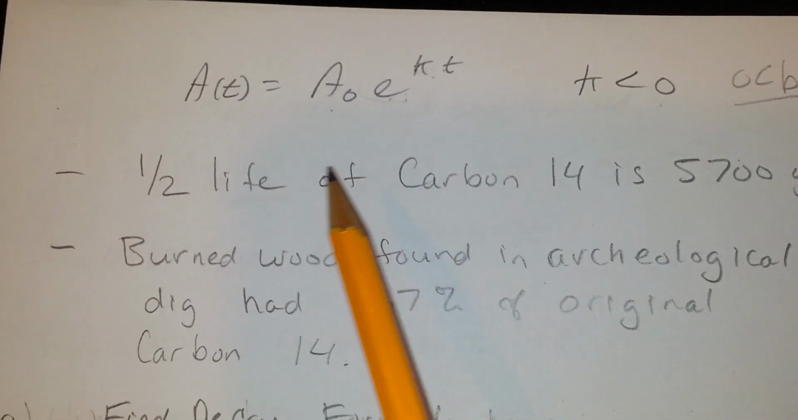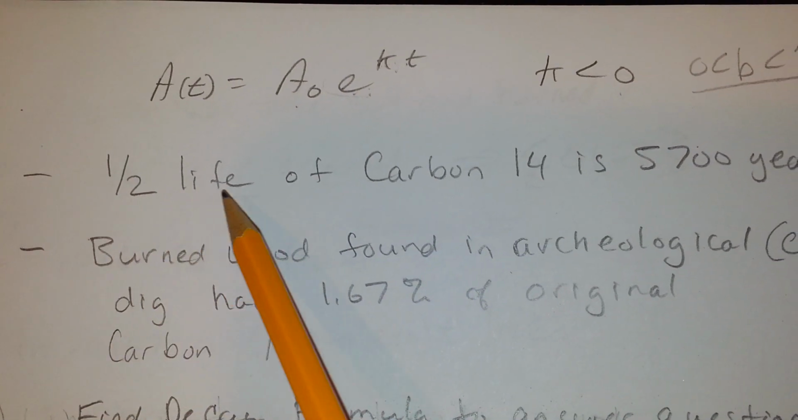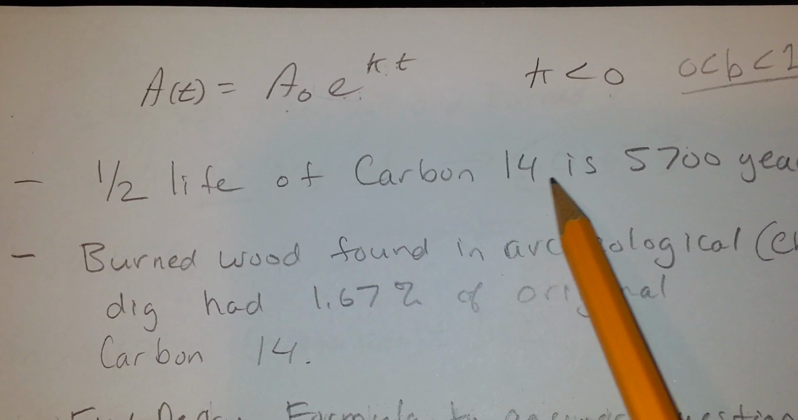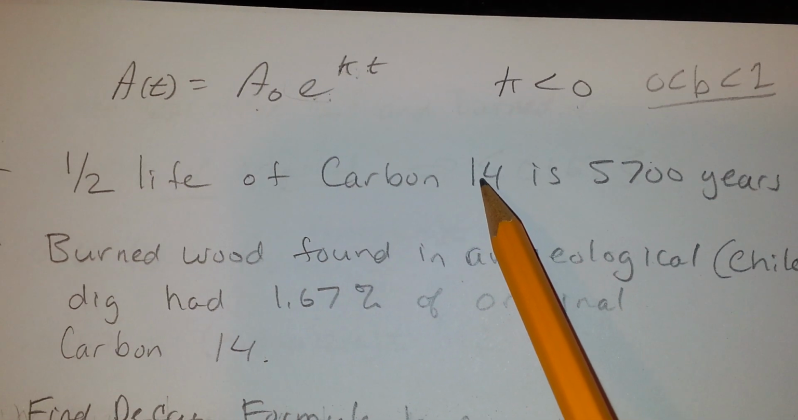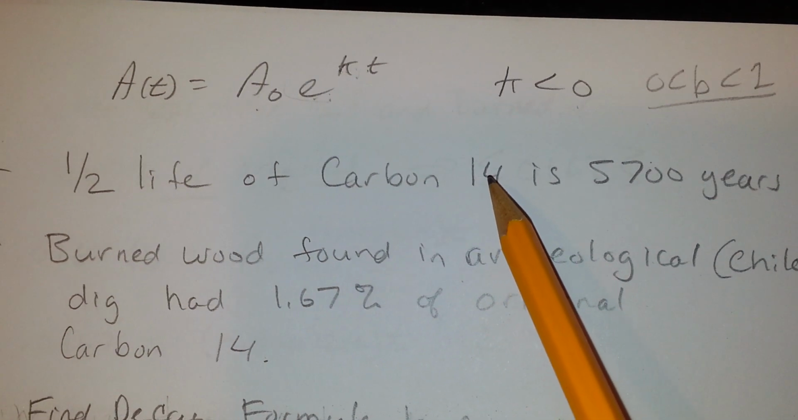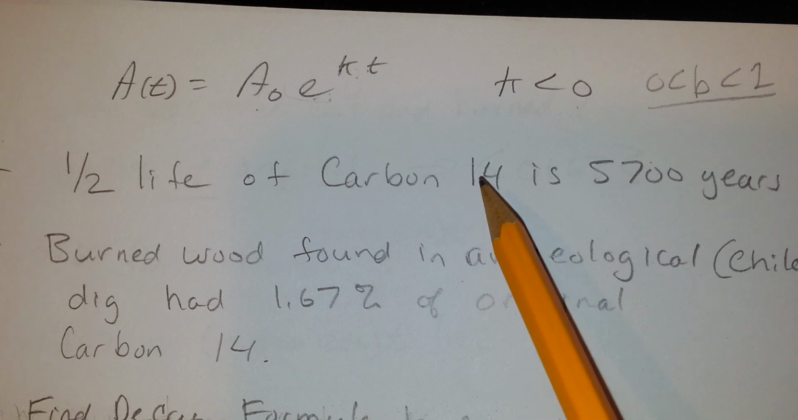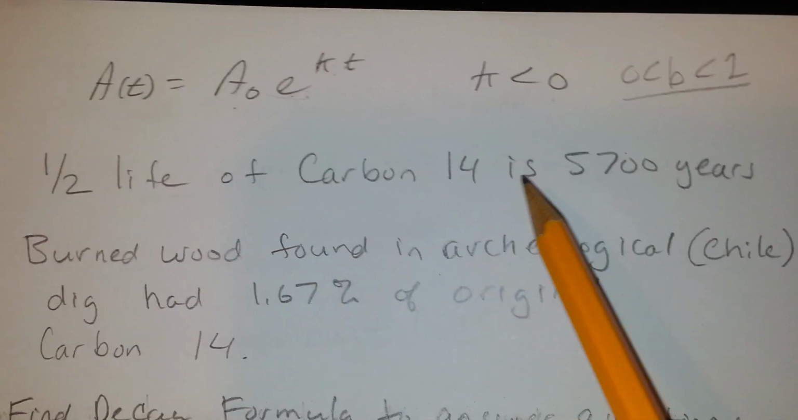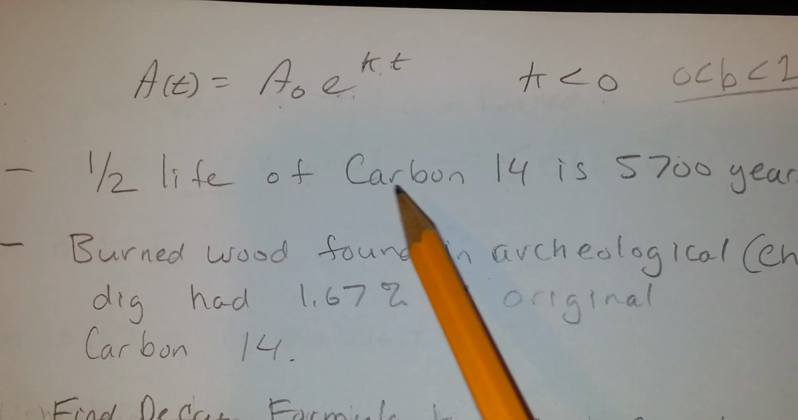So it's a decay rate. Here's some facts in this example I took from the textbooks. The half-life of the carbon-14 element is 5,700 years. The half-life is the time it takes for half of carbon-14 to decay. If you've got 100 grams of carbon-14, it'll take 5,700 years for it to decay from 100 to 50, okay?